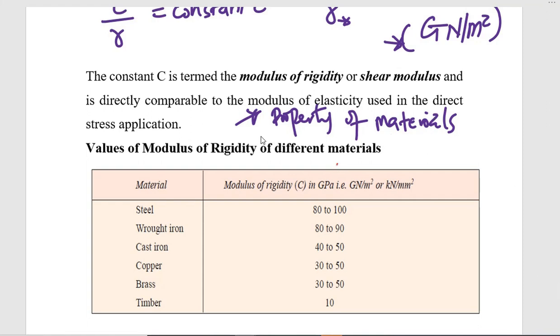Now the different values of modulus of rigidity have been given for different materials, and we can see that steel has about 80 to 100 giganewton per square meter. Rough iron has got 80 to 90, up to timber, which has got about 10 giganewton per square meter.